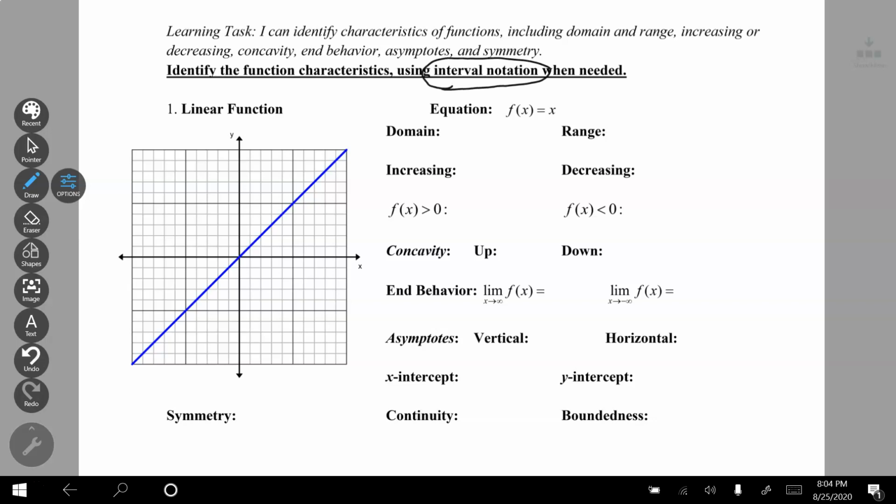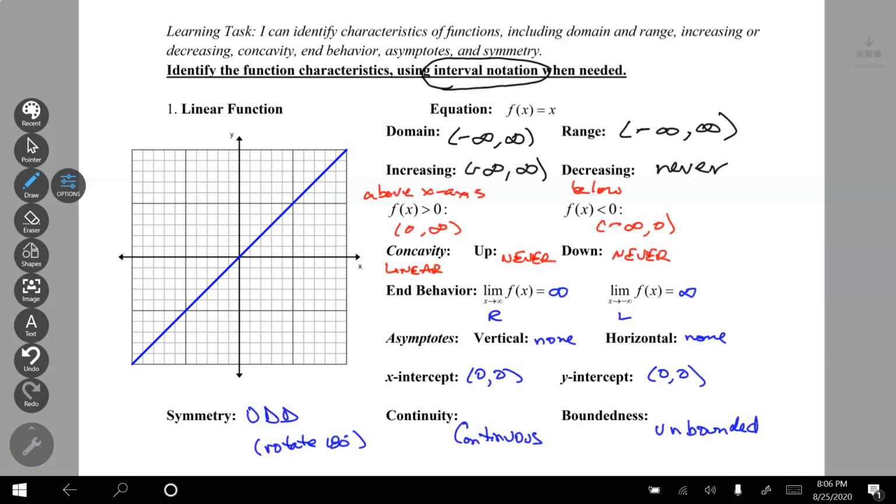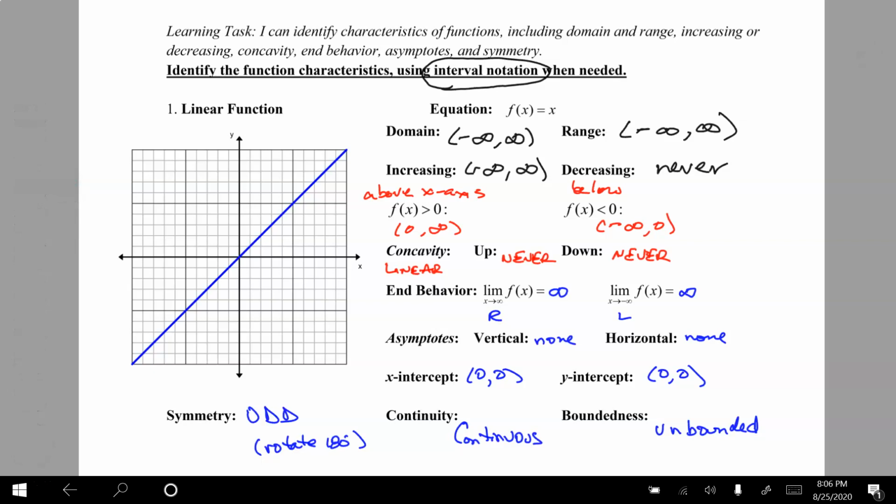So the domain is all the x values, and I know there's no arrows on this graph, but it goes on forever, negative infinity to infinity. The range are all the y values, and again, it goes up and down forever, negative infinity to infinity. Now I'm going to pause it and do the rest. So looking at the example of a linear function, it is always increasing left to right. It is never decreasing. f of x greater than 0 is when it's above the x-axis. That's 0 to infinity, the right side half of the graph, and it's below from negative infinity to 0.